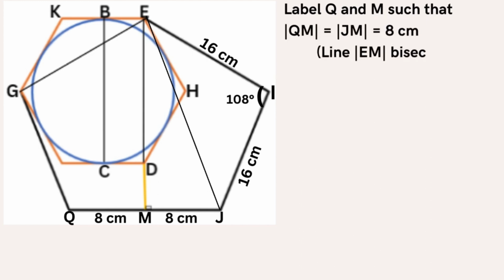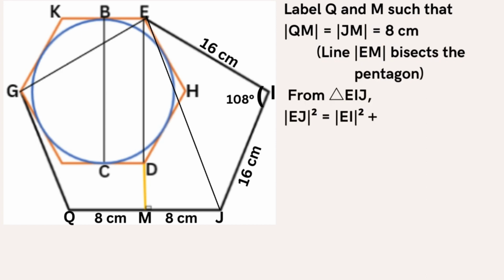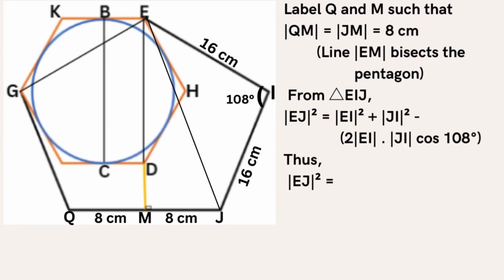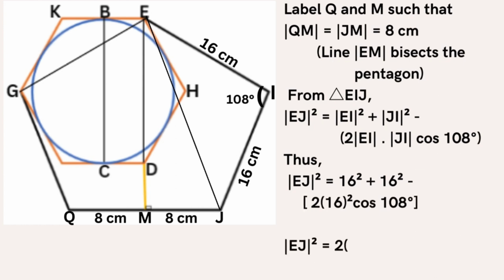Label Q and M such that line QM equals line JM equals 8 centimeters. Line EM bisects the pentagon. From triangle EIJ, we use cosine rule to find the square of line EJ as shown in equation 1. The square of line EJ equals the product of 2, the square of 16, and 1 minus cosine 108 degrees, which is equation 1.